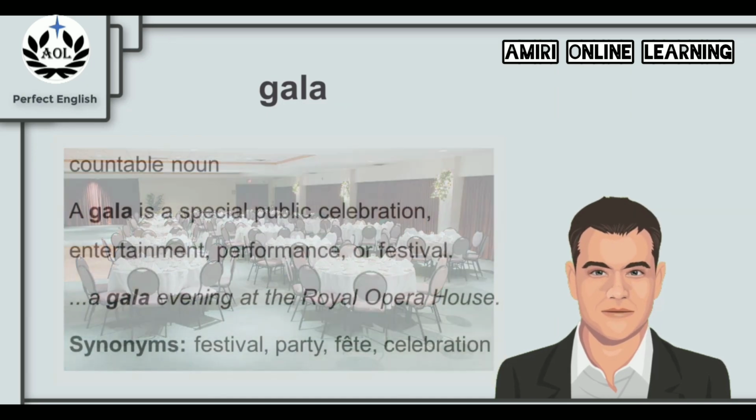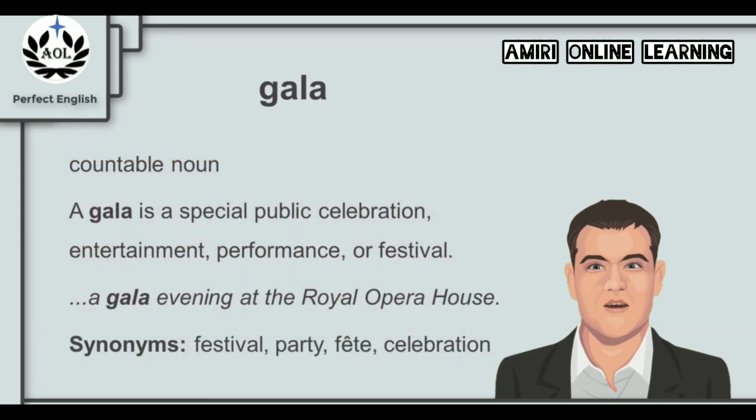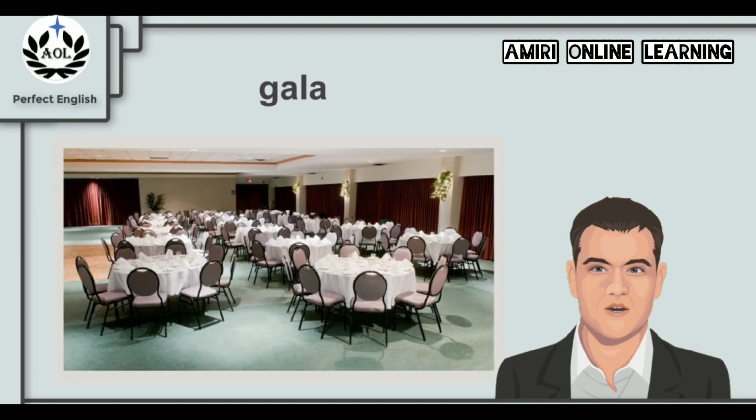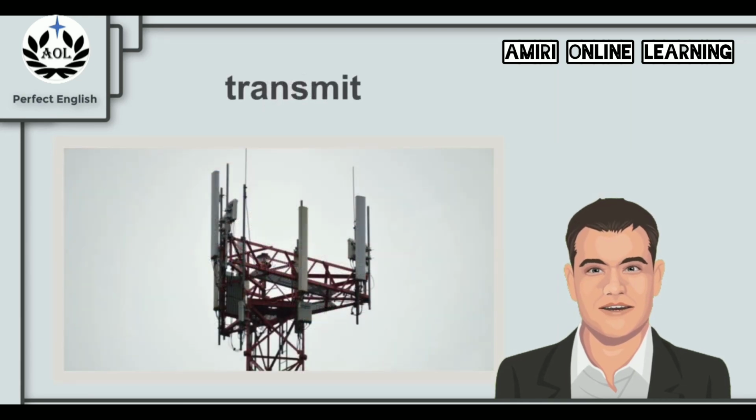Let's find out. A gala is a countable noun. A gala is a special public celebration, entertainment, performance, or festival. For example, we can say a gala evening at the Royal Opera House. And synonyms for gala are the words festival, party, fete, or celebration. So the next time you remember this picture with the tables and chairs, remember the word gala and what it means. And now for the last key word in this chapter, transmit.